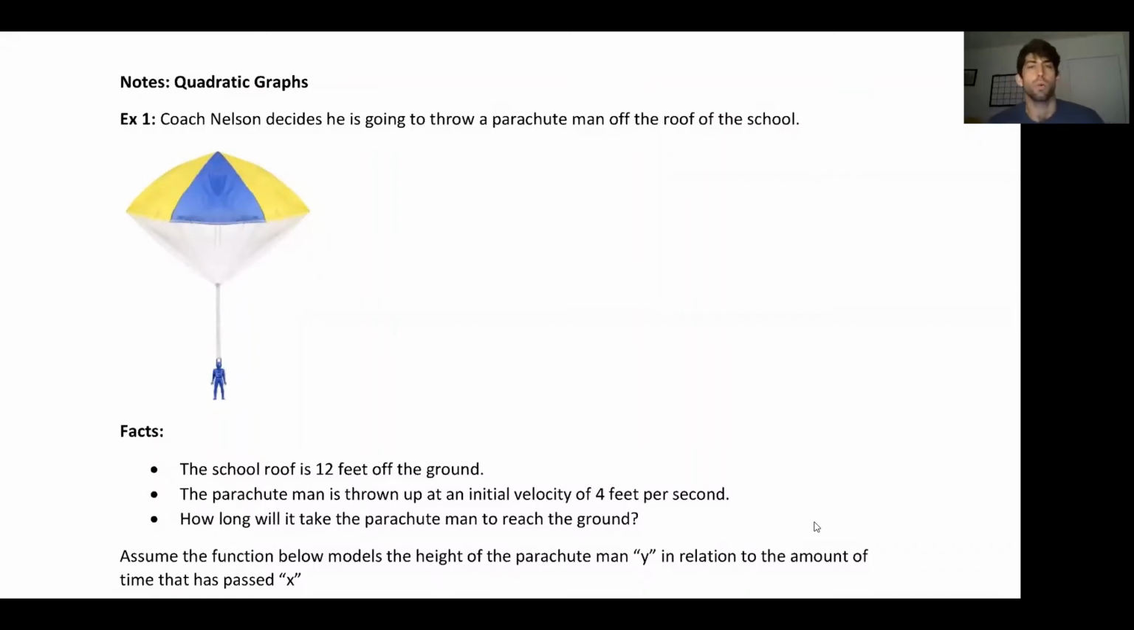So today we're going to learn about quadratic functions. This problem says Coach Nelson decides he is going to throw a parachute man off the roof of the school.